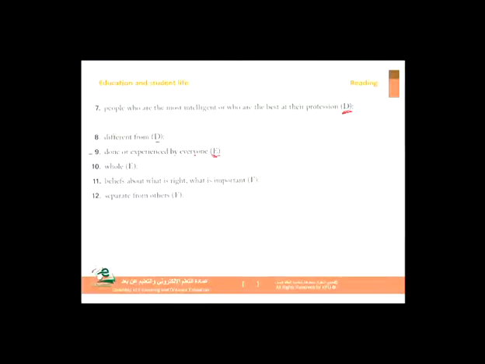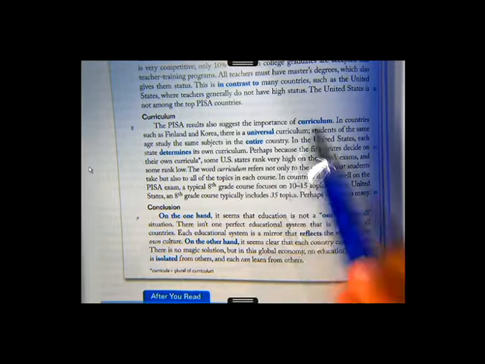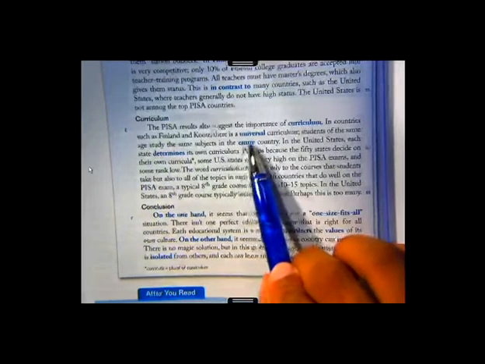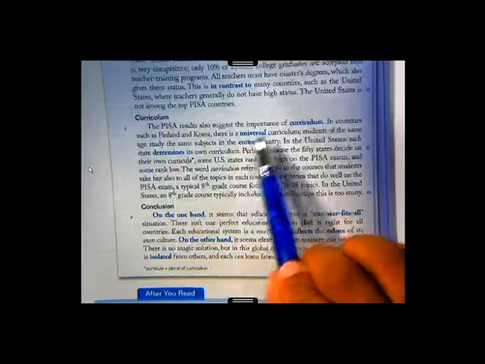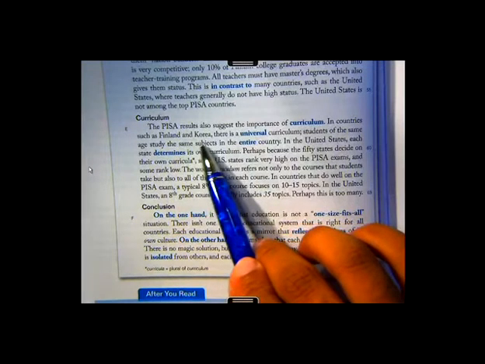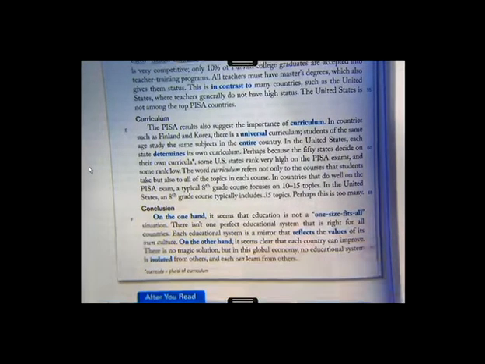Next, it's whole. We've just answered that, basically. It's in the same sentence here. It's entire. Entire. Why? Because students of the same age study the same subjects in the entire country, in the whole country.